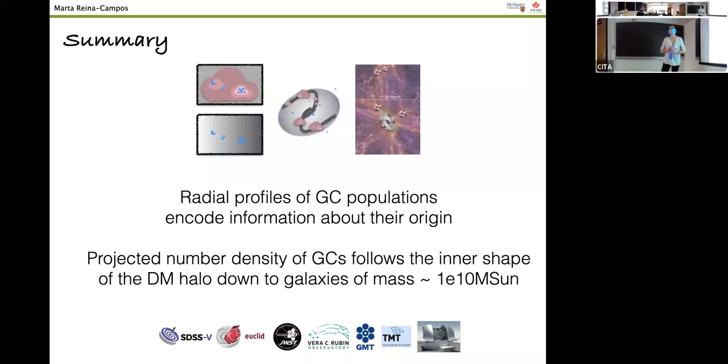I think it doesn't really matter what's the exact size of the kernel that you use. We quantify everything in terms of R200, because then we can extend the analysis for all the galaxies without really caring what's the mass of the galaxy.